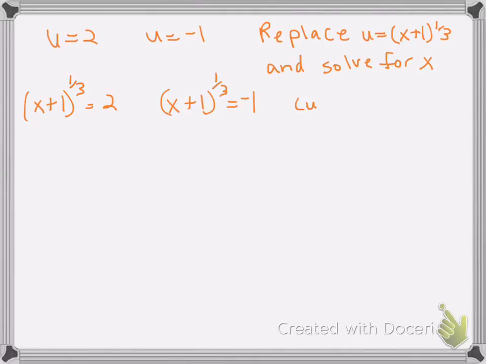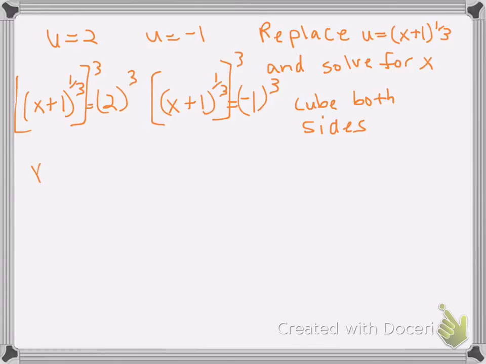Now once you get here, you are going to start solving. Easiest way is to cube both sides. That's what you have to do. It's to the 1/3 power. That's basically the cube root. If you're going to undo a cube root, you're going to raise it to the 3rd power. You're going to cube it. So cube both sides. So that's what I'm doing right now. When I do that, I end up getting x plus 1 is equal to 8, and x plus 1 is equal to negative 1. Now from there, just keep solving. I get x equals 7, and I end up getting x equals negative 2.